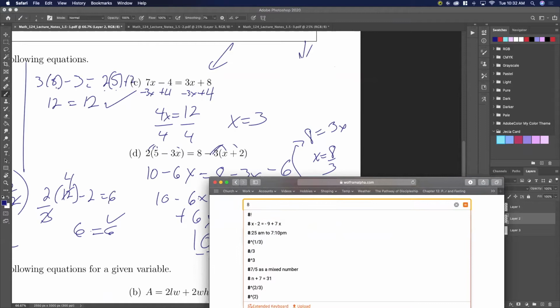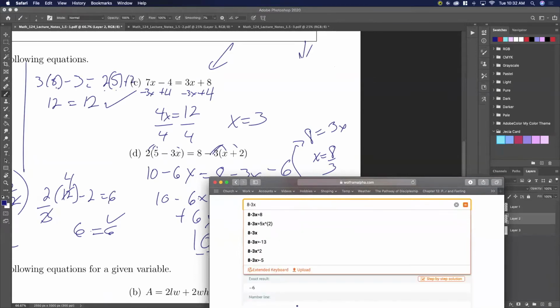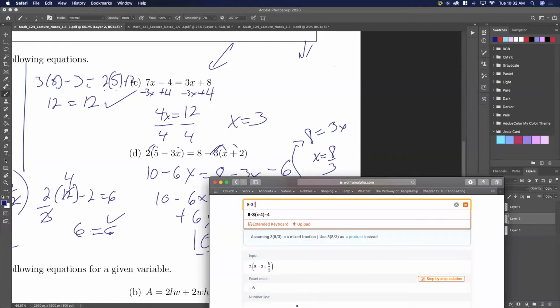It'd be 8 minus 3 times x, here x is 8 divided by 3, plus 2. And that gives us also -6. And so we get the same answer. -6 equals -6. And so that's just a way of checking it. Okay.